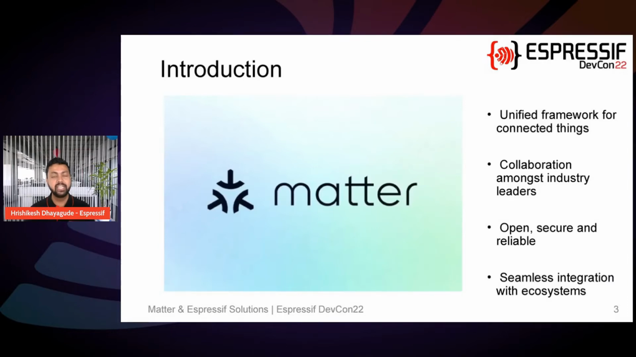Matter, previously Project Chip or Connected Home over IP, is a new working group within the Connectivity Standards Alliance. This new and royalty-free standard aims at creating more compatibility between the devices in the smart home. Matter is a unified framework for connected things. The Alliance has collaborated with the industry leaders for the implementation and the development of the spec. Matter is an open, secure, and reliable protocol. It seamlessly integrates with all the ecosystems that are available.